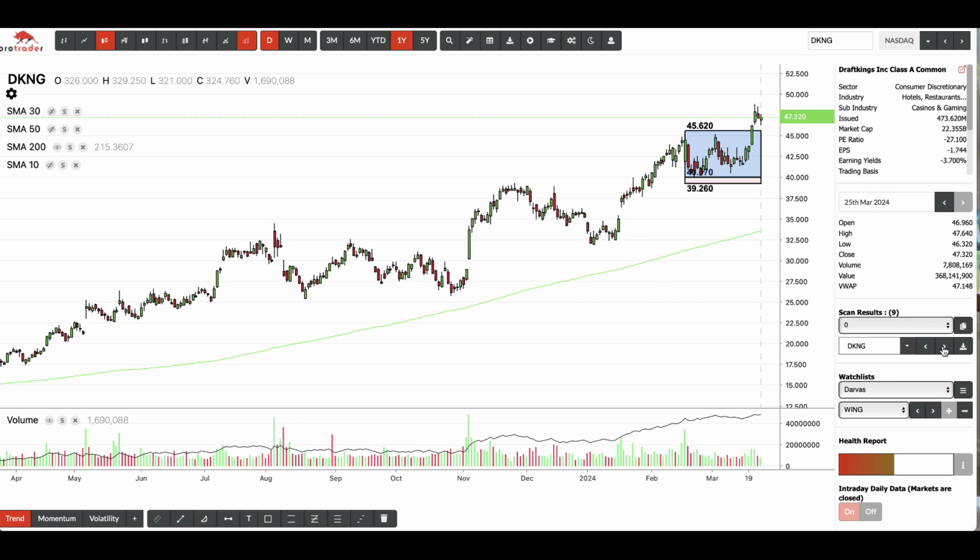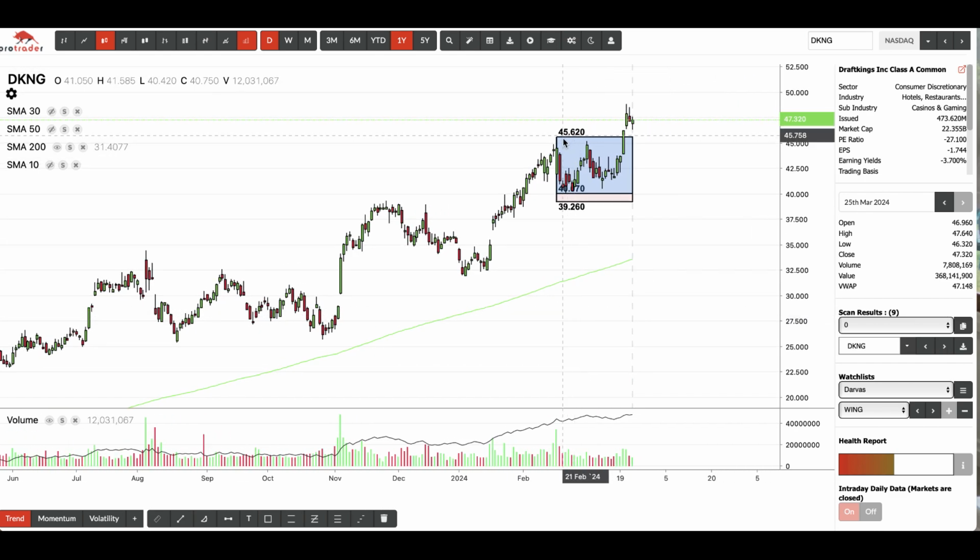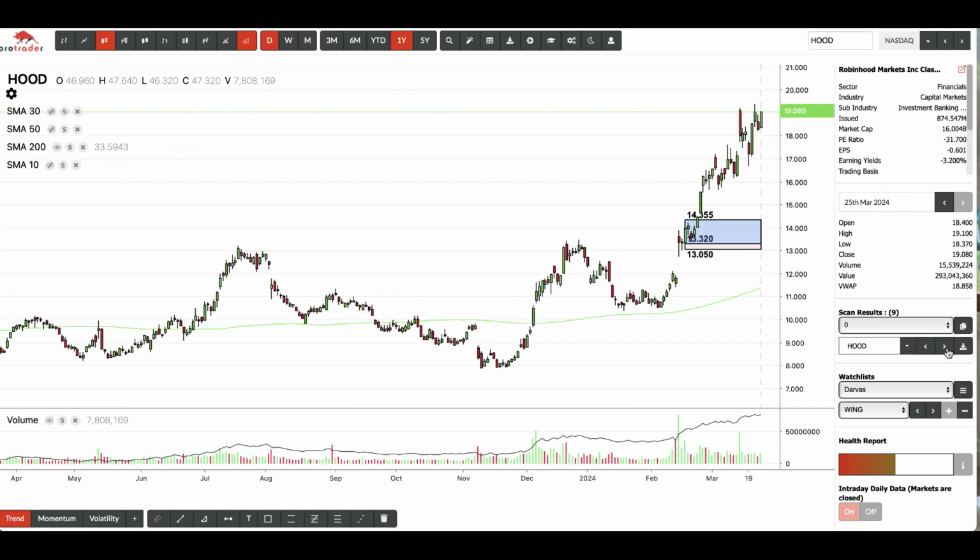Here's a fresh Darvas box on DraftKings that has broken out of this base. That's an example of a more recent one that's still playing out in front of our eyes. This is Robinhood on the NASDAQ, which gapped up here. This is a 3-day Darvas box, a base for not many days at all, and then it got on with it and went crazy.